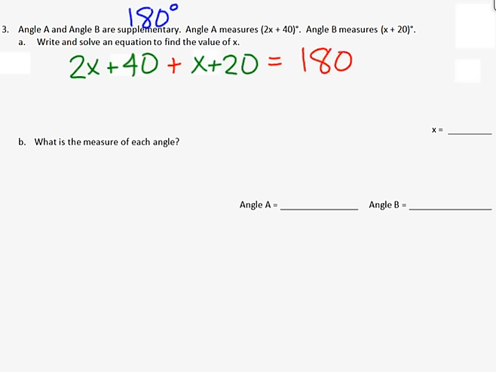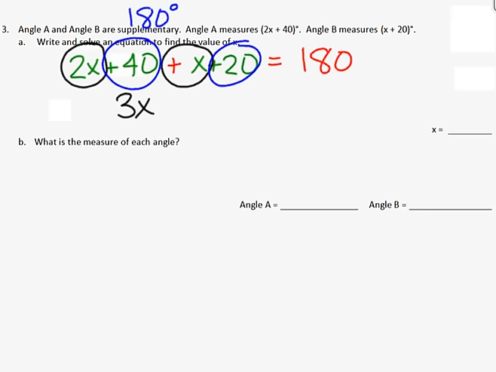Okay, we'll now combine like terms. 2x plus x is 3x. 40 plus 20 is 60. And then we can just bring down equals 180. Now we've got a two-step equation. So subtract 60 from each side.